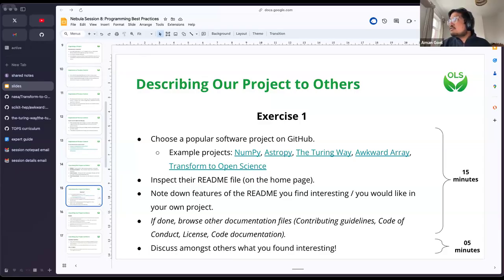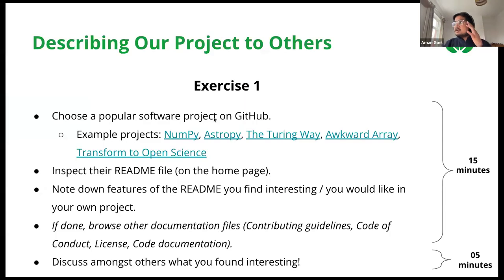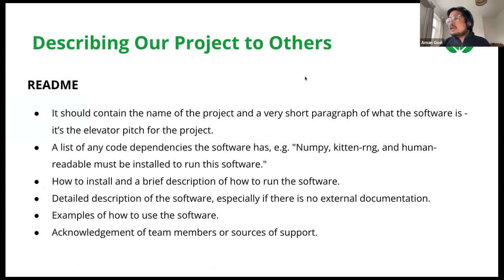Okay, hopefully that exercise was useful for everyone. I'll quickly discuss more about the documentation that we looked at. When we look at a README, these are general rules that it should contain the name of the project. It could have a list of dependencies if it's a code project. Then, depending on the nature of the project, it could have installation instructions, instructions about what the software contains, a detailed description if there is no external documentation, examples and acknowledgements.